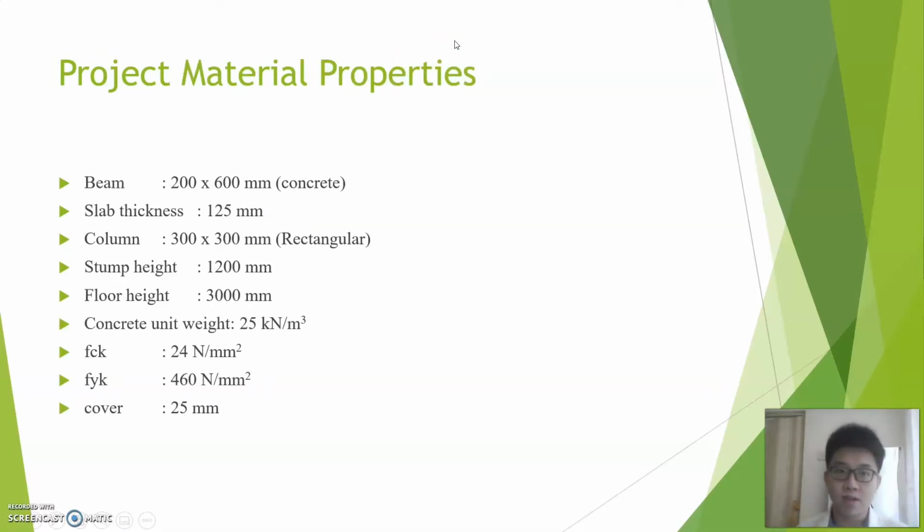For our project material properties, all our beams are 200 times 600 millimeter concrete, and the slab thickness is 125 millimeter. Column is 300 times 300, and the stump height is 1,200 millimeter. Floor height is 3,000 millimeter. Concrete unit weight is 25 kilonewton per meter cube, fck is 24 Newton per millimeter square, fyk is 460 Newton per millimeter square, and the cover is 35 millimeter.